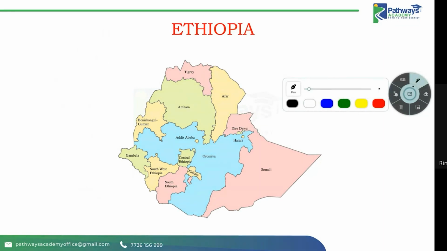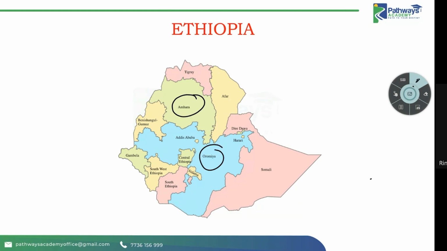Then another important thing is the community that belongs to Ethiopia. Sometimes UPSC asks the communities in a particular region. Ethiopia has different types of community. It includes Amhara people and Oromo people. Please write it down.